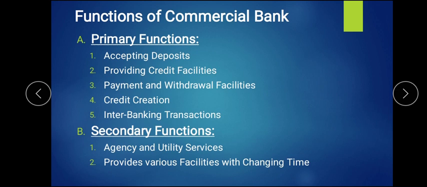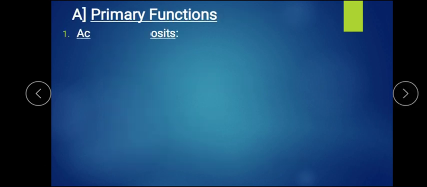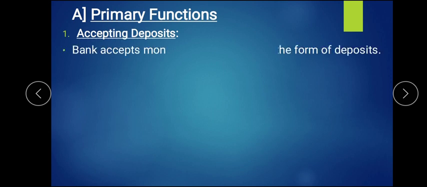Now let's start with the primary function first, that is accepting deposits. Now what does deposit mean? Banks accept money from the people in the form of deposit. Why in the form of deposit? Because they need to return it. Whenever the customer demands, they need to return that money back to the customer, as we have learned in the definition itself. So you find that banks try to give back the money to the people whenever they want.